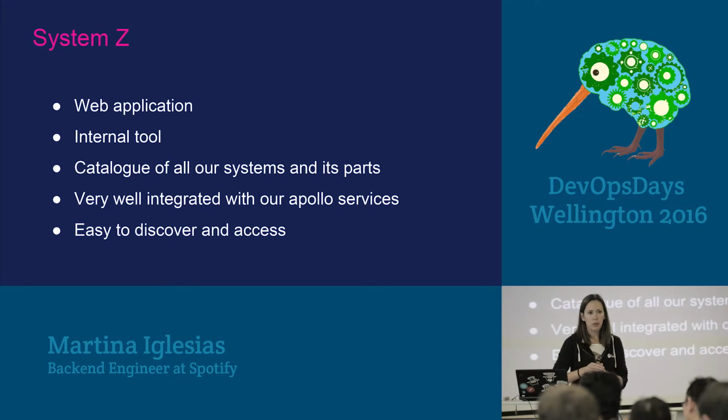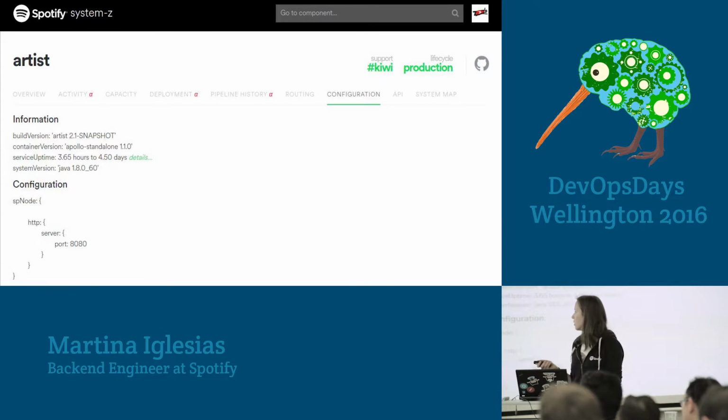It's very well integrated with our microservices framework, which I'll talk about later, called Apollo. It makes it very easy for any developer to discover the metadata of services. So it looks a little bit like this. At least you can see the important part. This is what it would look like for the artist service I was talking about before in our example. If you just search for artist service, you can see a bunch of information.